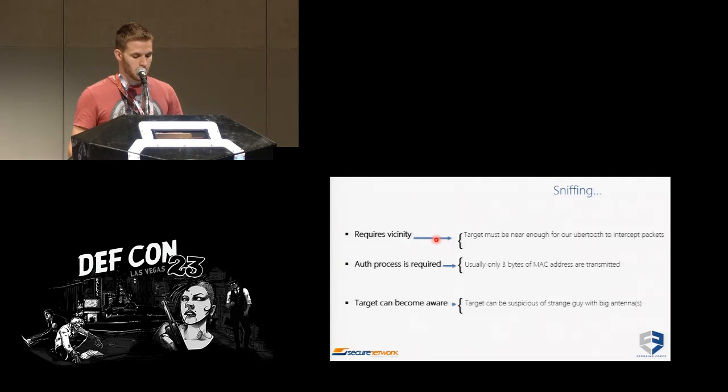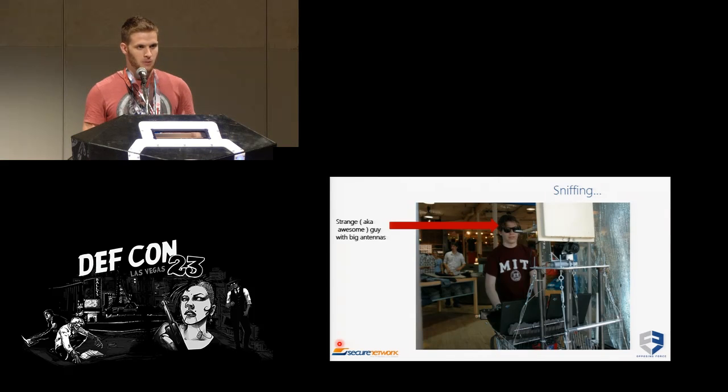The other idea is sniffing. As I said before, sniffing also has 3 problems. You have to be near the victim, in order for your Ubertooth or whatever you're using to sniff the Bluetooth connection to intercept the packets. You need to intercept an authentication process to get the whole MAC address bytes you need, so it's not that easy. And the target can become aware because, you know, we are not like normal people. They see us in a strange way. I mean, if you are at your Starbucks and see someone like this playing around, this can be a problem.